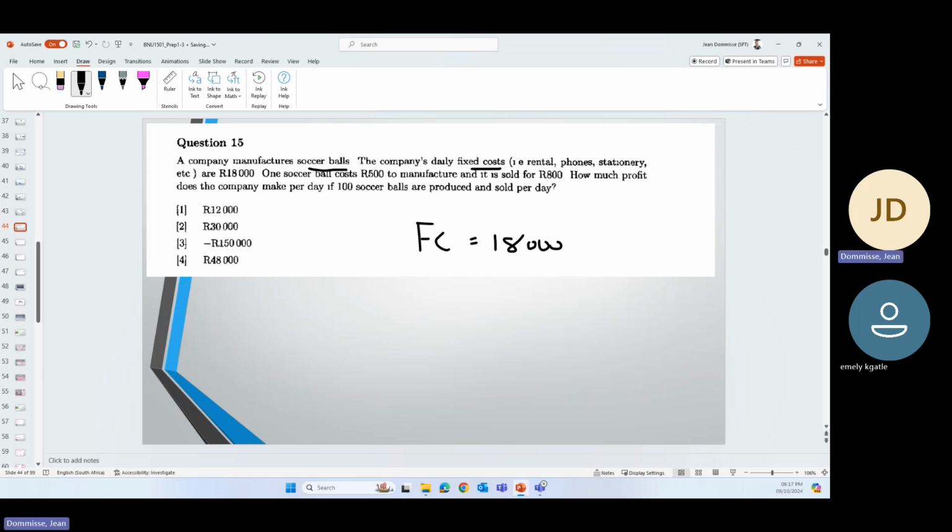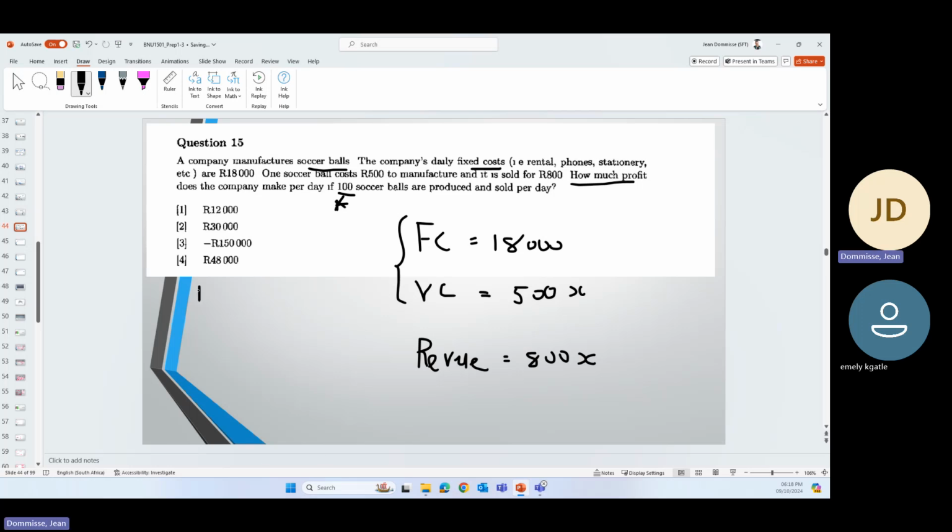Then we say one soccer ball cost 500 rand to manufacture. So variable cost will be the 500 rand times how many soccer balls are manufactured. And that is your costing. When we say we sell a soccer ball for 800 rand, then we've got the revenue component, which is 800 rand, and depending on how much we sell, that's 800 times X. Then they ask us how much profit does the company make per day if 100 soccer balls are produced.